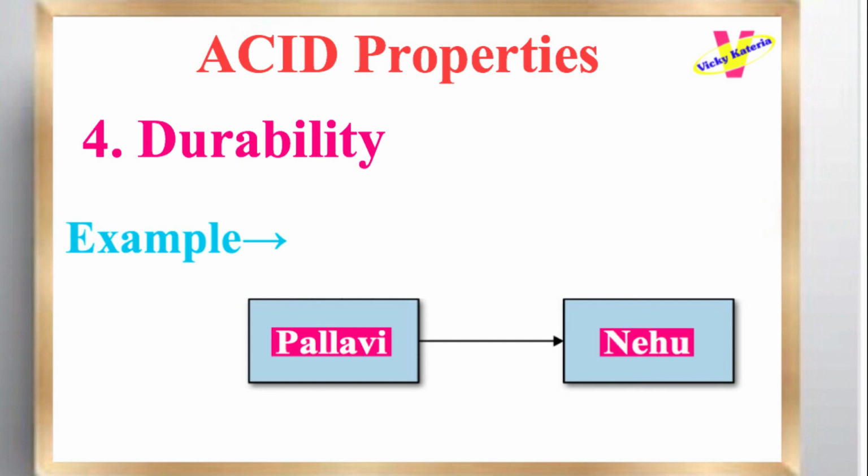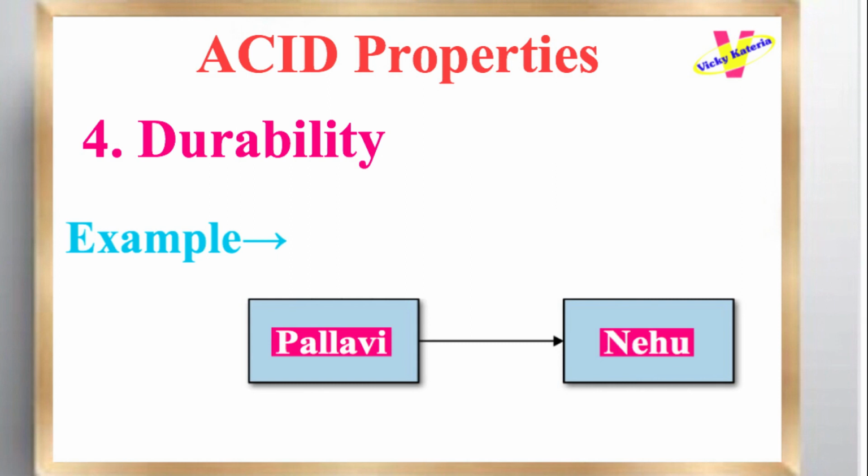Example. It may happen a system gets crashed after completion of all the operations. If the system restarts, it should preserve the stable state, and amount in Pallavi and Nehu account should be the same before and after the system gets a restart.